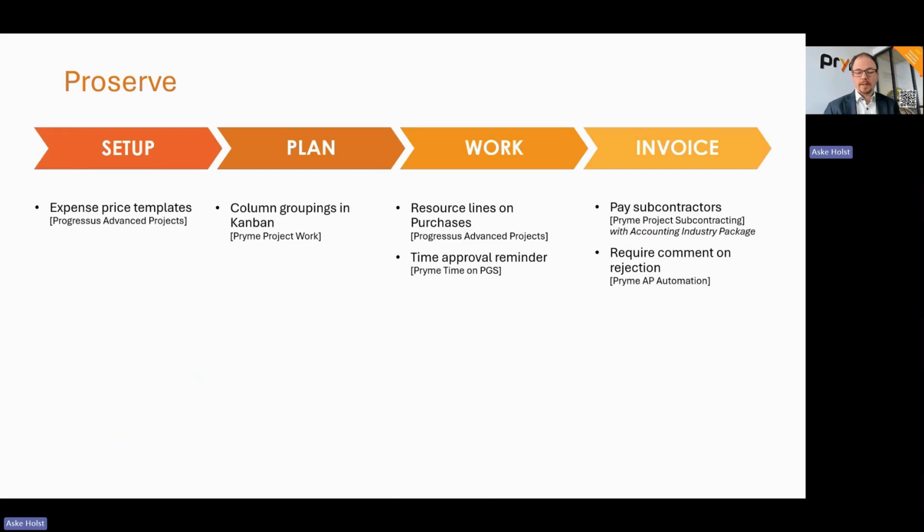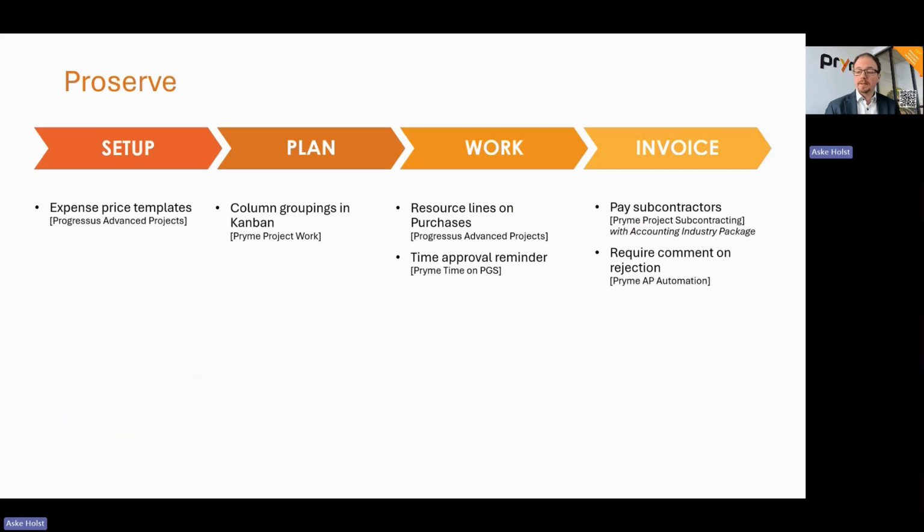So first up, we are, as usual, structuring this by the work area, so to speak. So for the setup area, we have what is probably one of the most exciting new things, which is expense price templates. Going into the planning area, it's mostly a new feature for grouping in the Kanban board if you're using Pryme Project Work. If you haven't tried that one out, this is also an opportunity to maybe get acquainted with that.